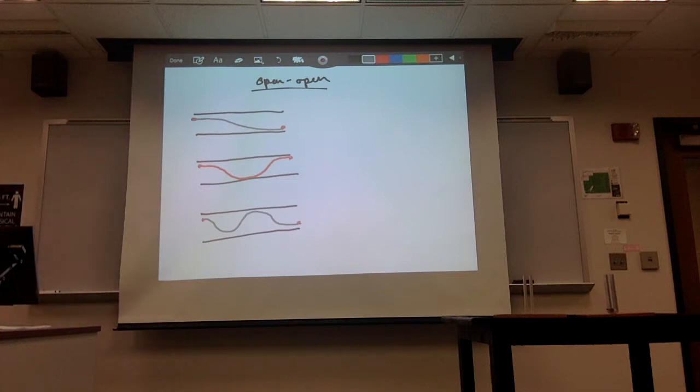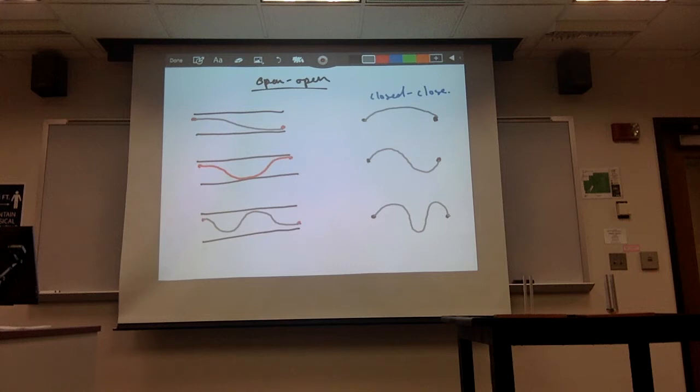Now let's remind ourselves what we drew for the closed-closed, or the fixed-fixed. In that case, for example a string, I had to have a node here and a node here, and this was the length of my object. So let's draw each one of these, again the three simplest ones we can draw. The first one was half a wavelength. The next simplest was this one, which was a full wavelength. And then there was this one, which was 1.5 wavelengths.